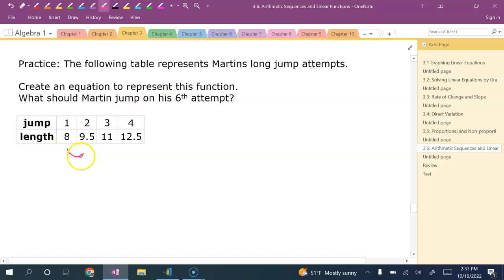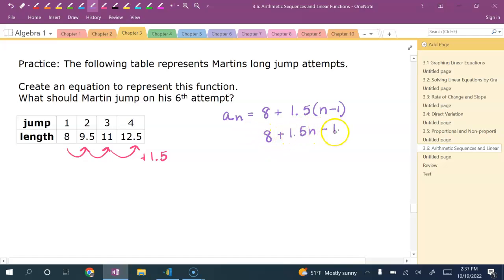For this one, you need to look for the increasing amount here for the length of his jump each time. It looks like each time they're adding 1.5. So to write your equation, your first term is 8 plus your difference, 1.5, times n minus 1. So this becomes 8 plus 1.5n minus 1.5, and so the equation would be 1.5n plus 6.5. So that's the equation for any term.